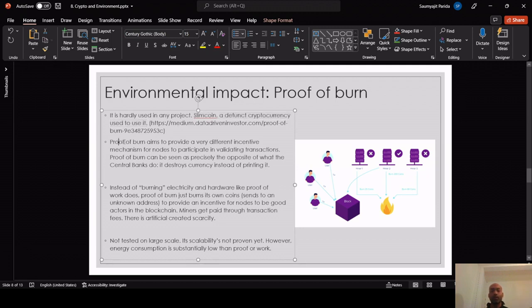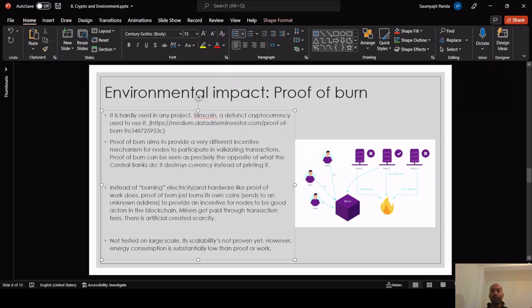Proof of bond aims to provide a different incentive mechanism for nodes to participate in validating transactions. So what is the incentive mechanism? Proof of bond can be seen as precisely the opposite of what the central bank does. It destroys the currency instead of printing it.